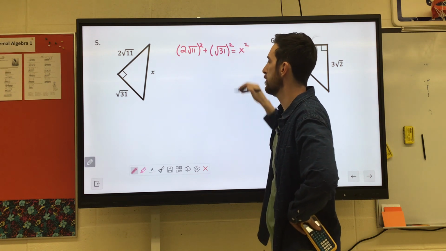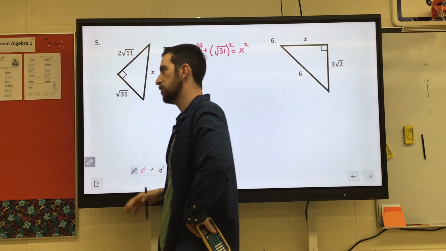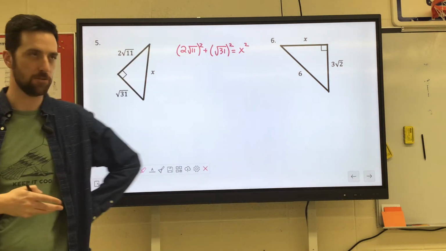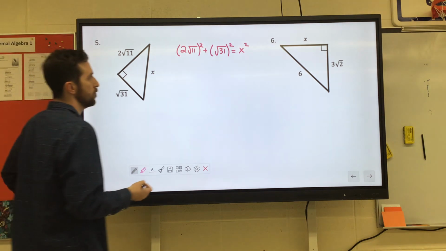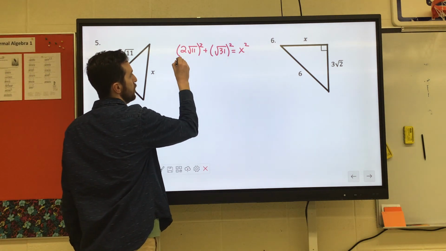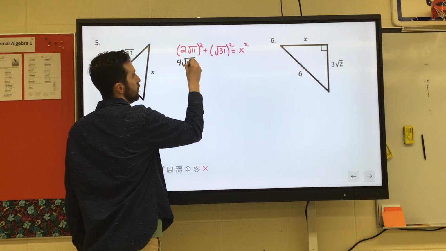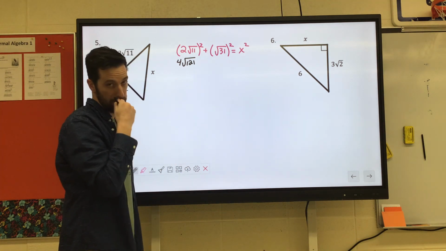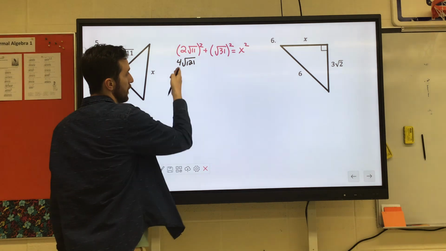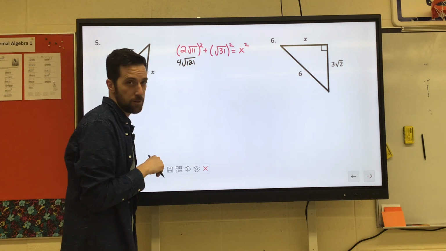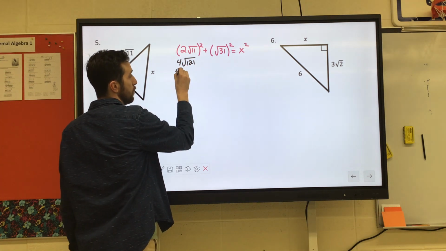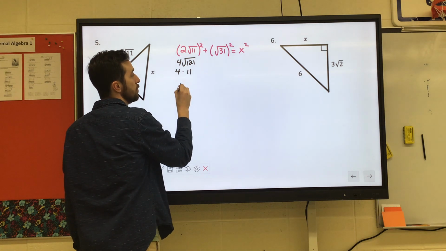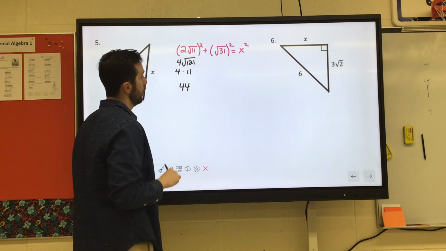equals x squared. When you square something like 2 root 11, that's the challenging part. You just square each part. So 2 squared is 4, root 11 squared is 11. And it's always going to work out to a nice, cute number here because the square root of 11 squared is 11. So we're doing 4 times 11. So this comes out to 44. Whew.